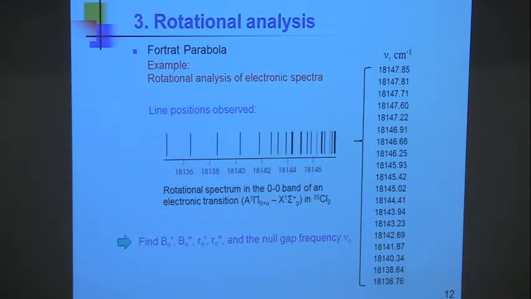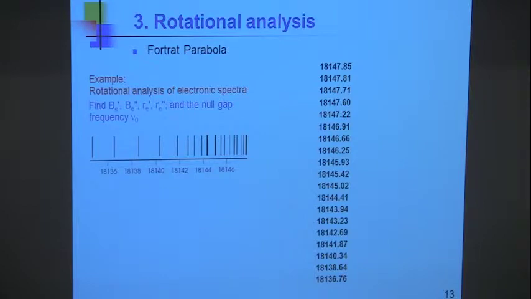What's the goal? The goal is always to find the B's. Remember, the rotational part of this problem depends only on the B's, which depends only on these R's. So you look at this and you work backwards. Here's the band head. We know that number. We probably don't yet know where the null gap is. We're going to find it. Typically what you do is you go to the other end. You go way out here. Remember, this is a bigger number, so that's the R branch band head.